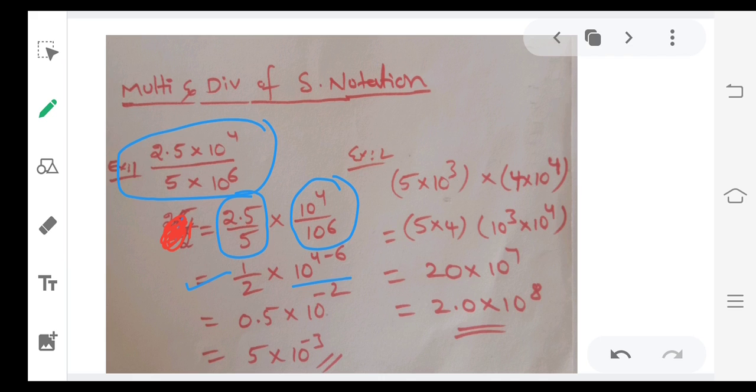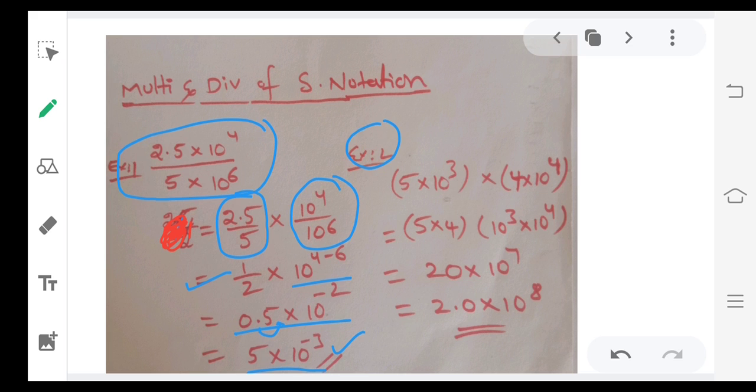When bases are the same, we can add powers. So 4 minus 6. Next, 1 by 2 means 0.5. 4 minus 6 means you will get 10 power minus 2. If you want to write in scientific notation, you just have to move this point towards the right side. When you are moving the point towards the right side, you have to add minus 1 to the power. So 5 into 10 power minus 3 is the answer.